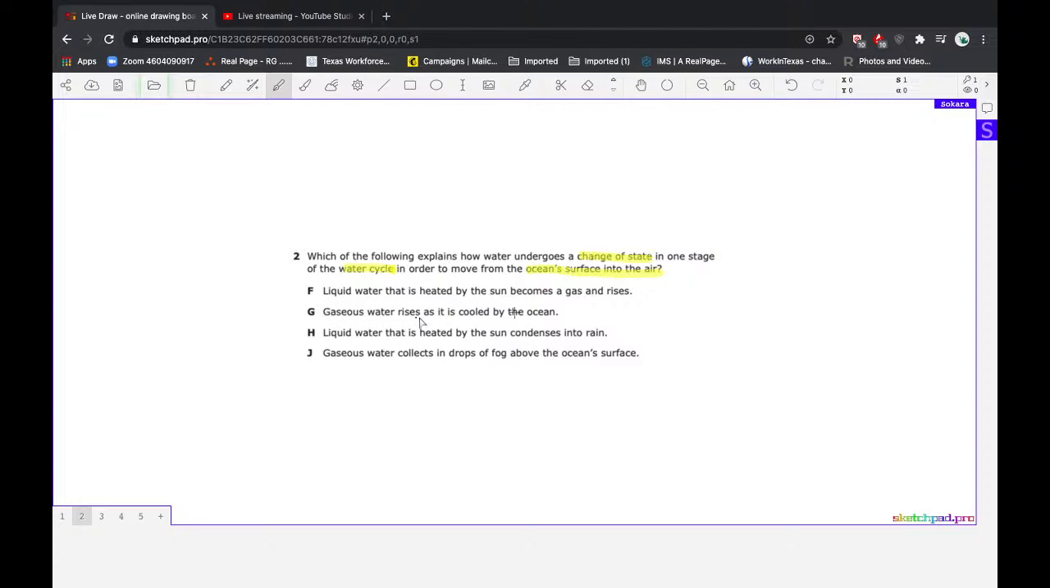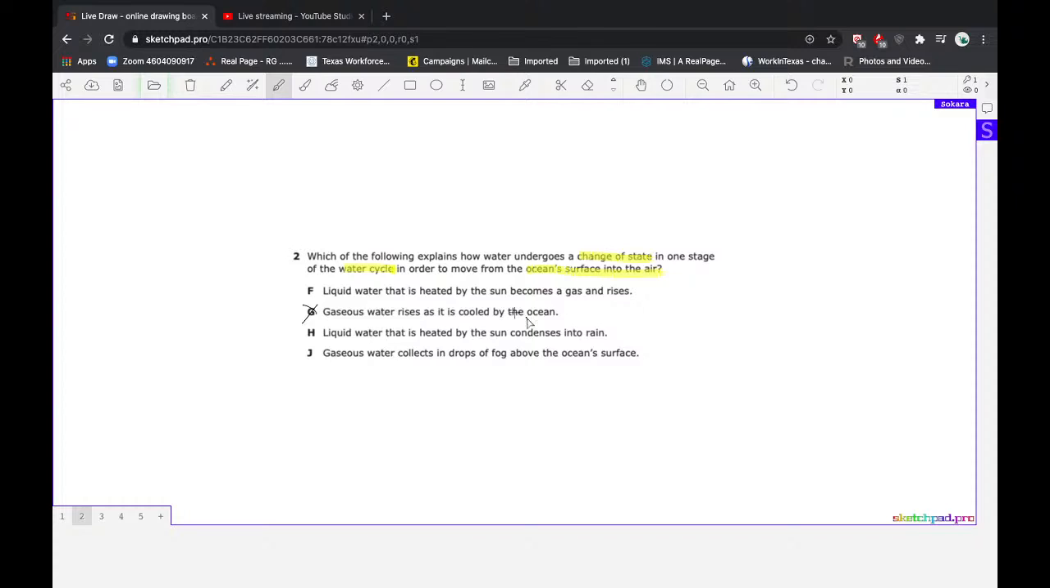Gaseous water rises as it is cooled by the ocean. Well, when gaseous water is cooled, it actually sinks. It doesn't rise. If it's cooled to a low enough temperature, it condenses into liquid water and can fall out of the air like precipitation. But that's not going from the ocean surface to the air, so that would be incorrect.